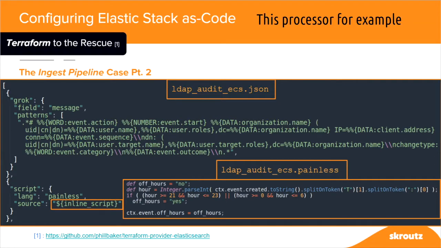This processor, for example, includes a grok pattern that maps OpenVPN log fields to ECS, and a Painless script that adds and calculates a new field if the event was captured in the company's off hours. So, with this script, you can catch actors if they work at midnight.